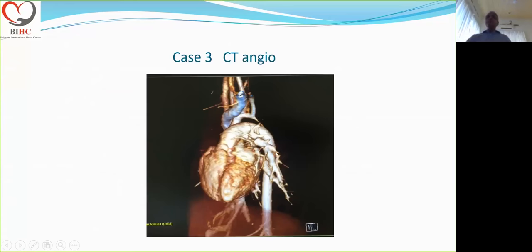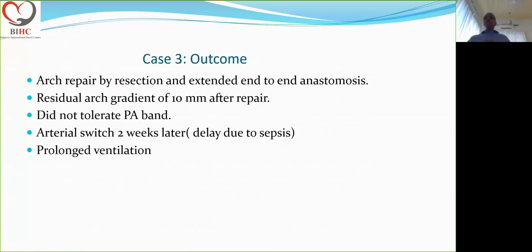This baby actually underwent an arch repair by resection and extended end-to-end anastomosis on day 2, with a small residual arch gradient. The idea was to do a PA band as well, which the baby didn't tolerate. But two weeks later, the baby underwent an arterial switch. The baby had a prolonged ventilation, but was otherwise okay.